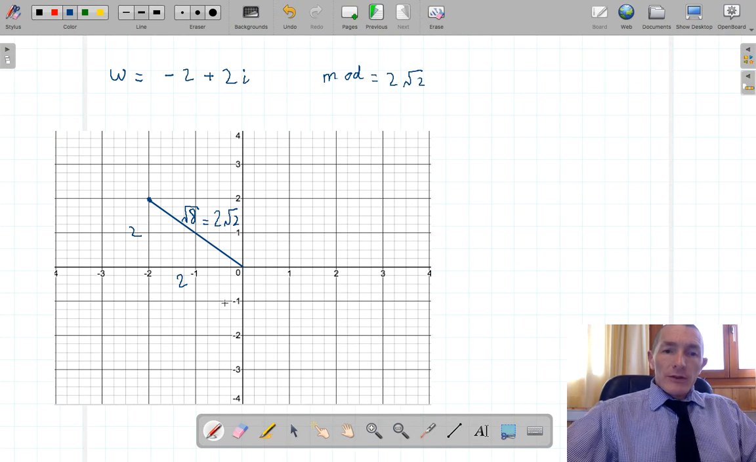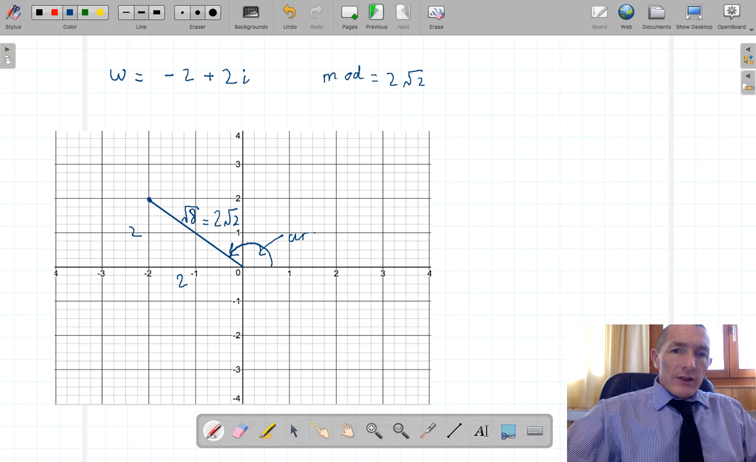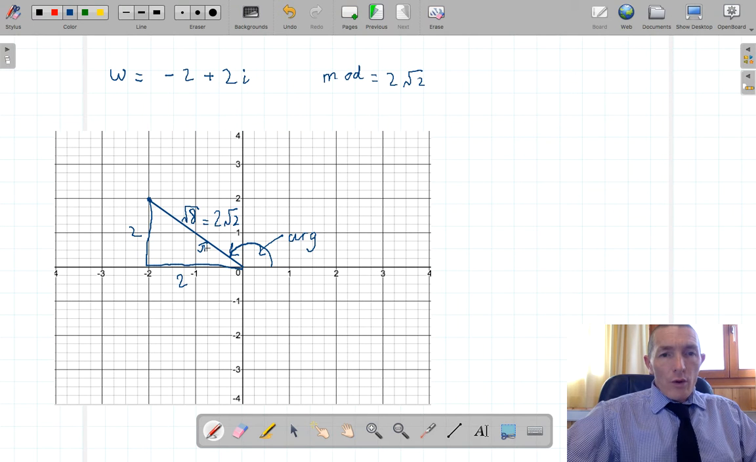Now my argument is slightly harder. I've deliberately chosen one that comes into this plane, into this quadrant here. So my argument is always measured from here, and I always go around anti-clockwise. So that's my argument in here. But that's not going to be the triangle that I use for my argument. I'm going to use this triangle here to get my argument. And this angle in here, because this is 2 and this is 2, this is pi over 4.